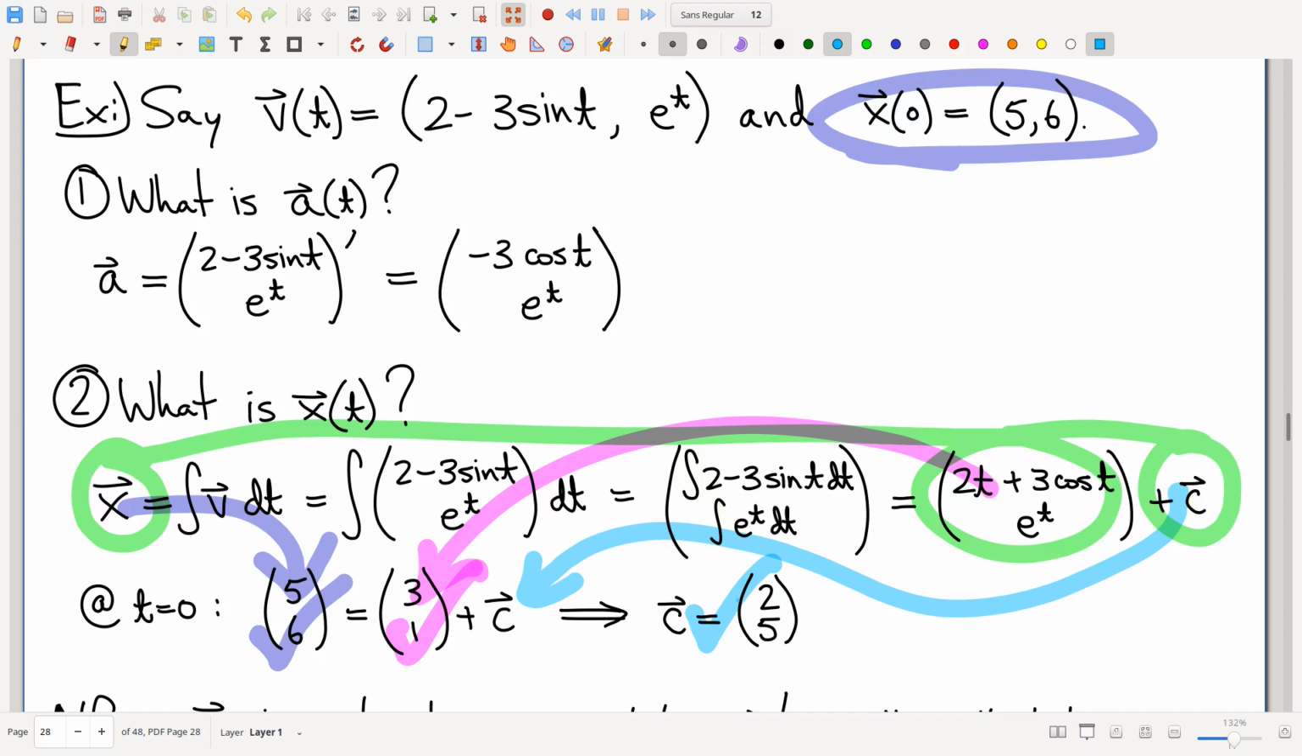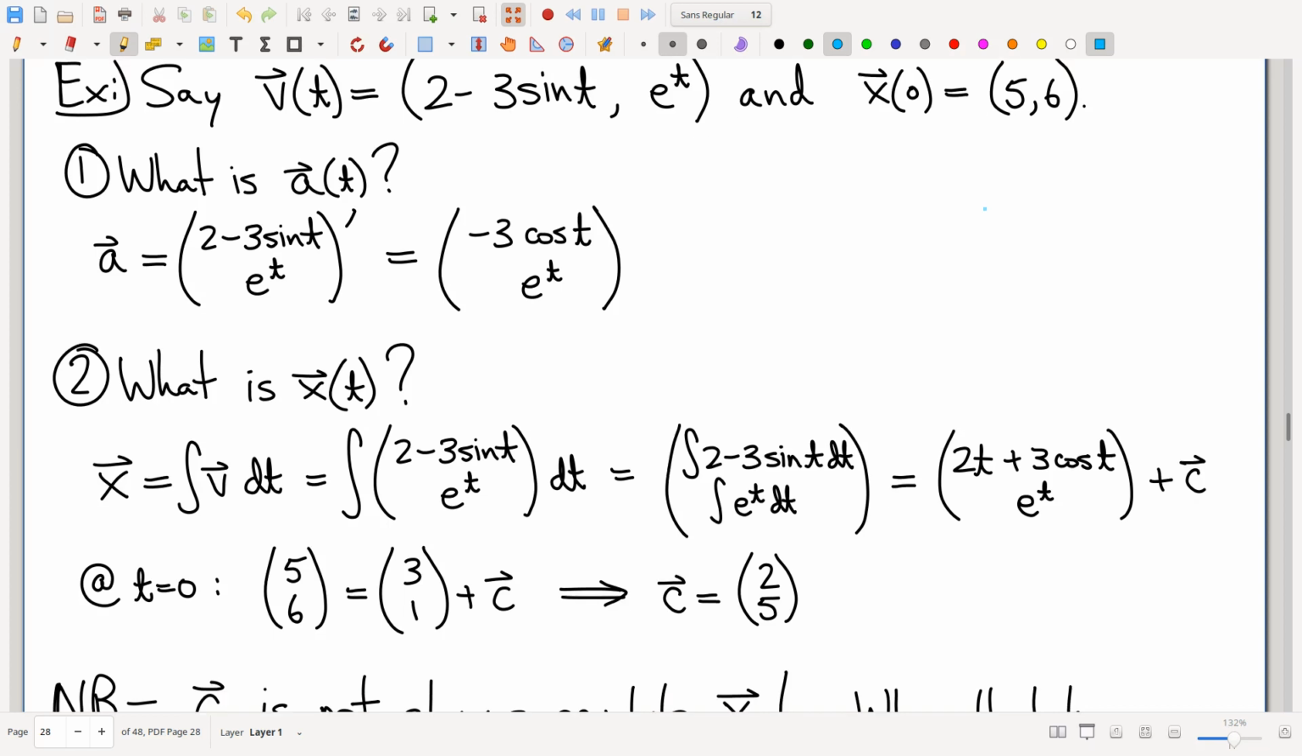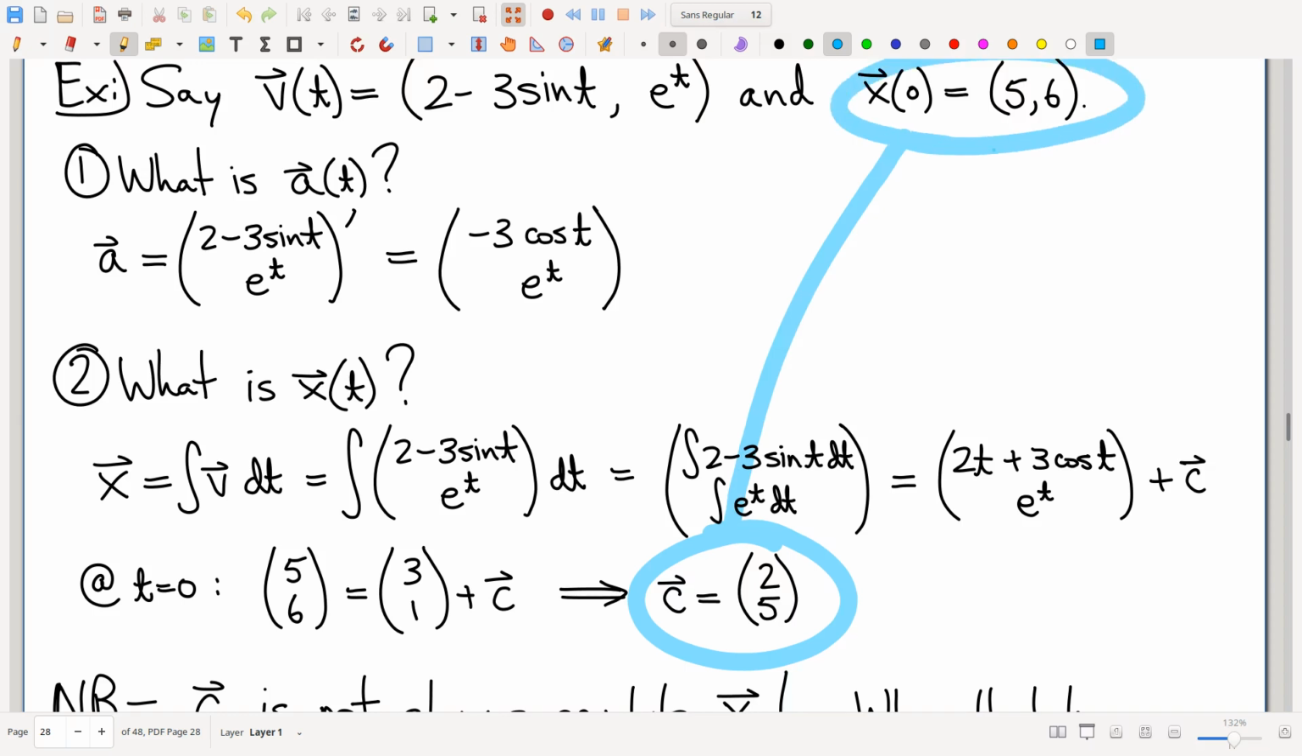Everybody all right? Okay. So that's how that goes. Let me point out, again, I've already said this, right? But our integration constant, we call it, right? You see here, very much not equal to the initial condition.